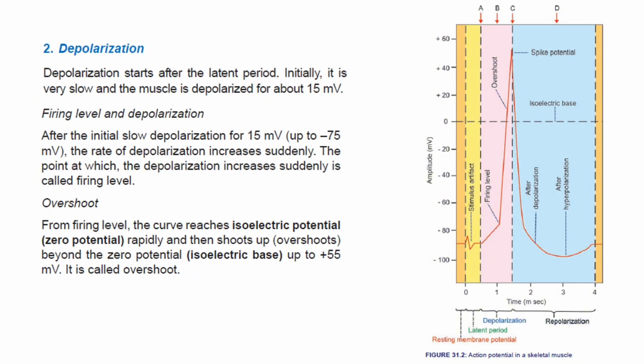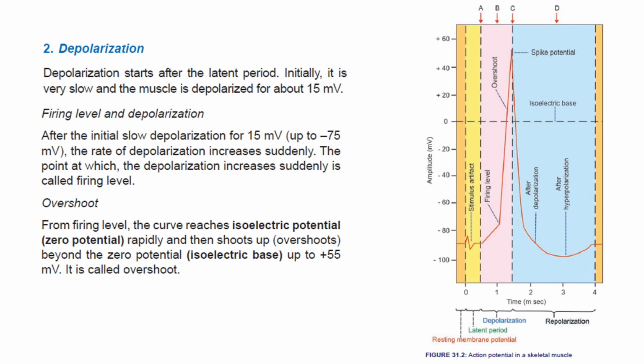Let's now move to the second phase of the action potential, which is depolarization, which follows the latent period and marks the beginning of significant electrical change. Depolarization is the phase where the muscle cell membrane potential becomes more positive, moving from the resting state towards zero and beyond. The process starts slowly with the membrane potential rising by approximately 15 millivolts to about minus 75 millivolts. At this point, the rate of depolarization suddenly accelerates.